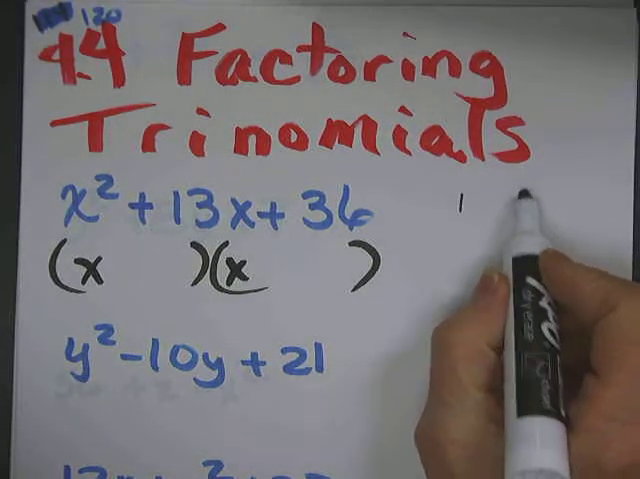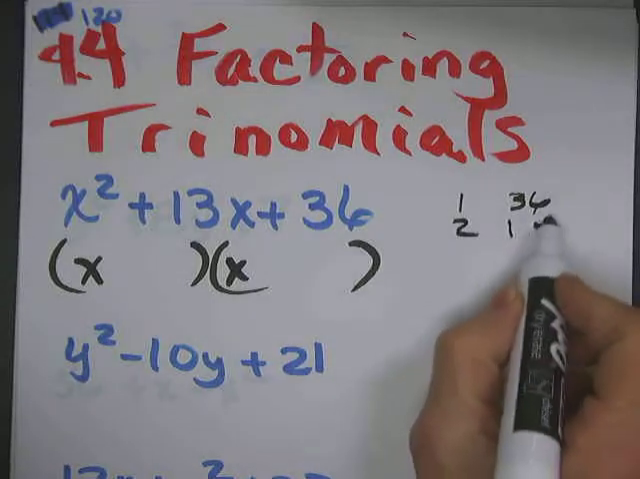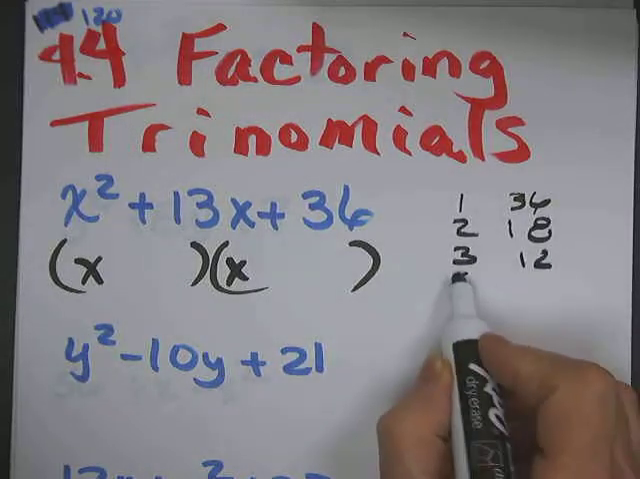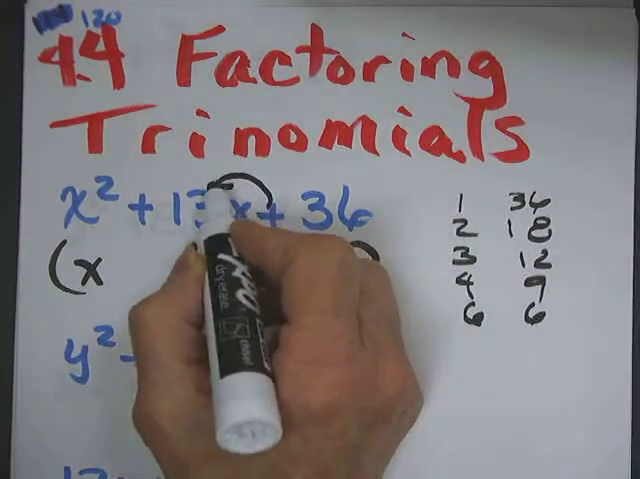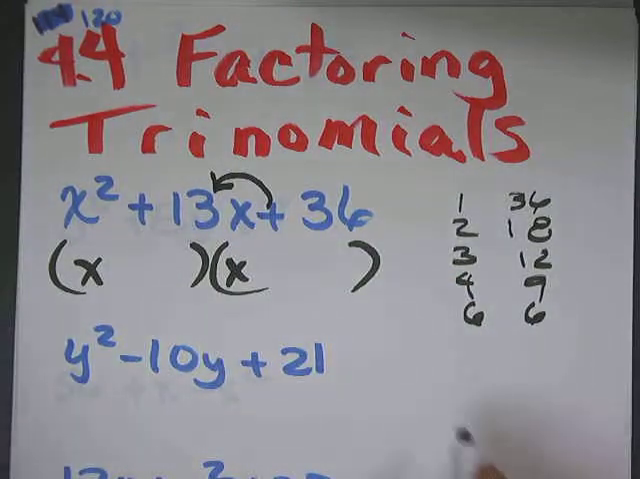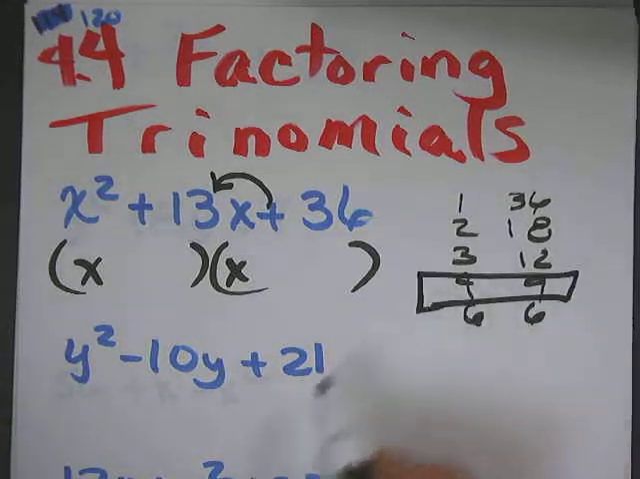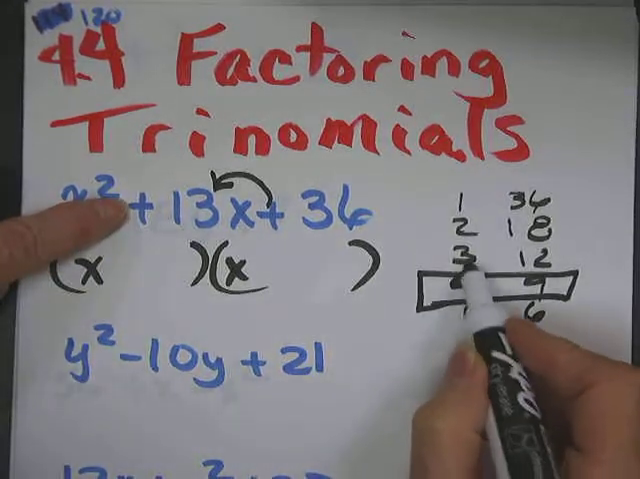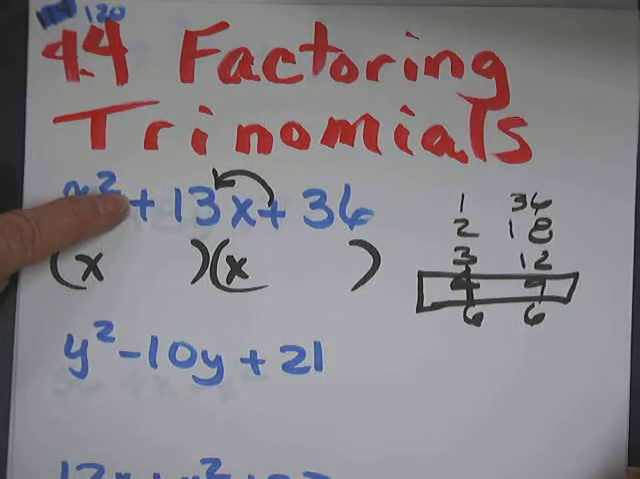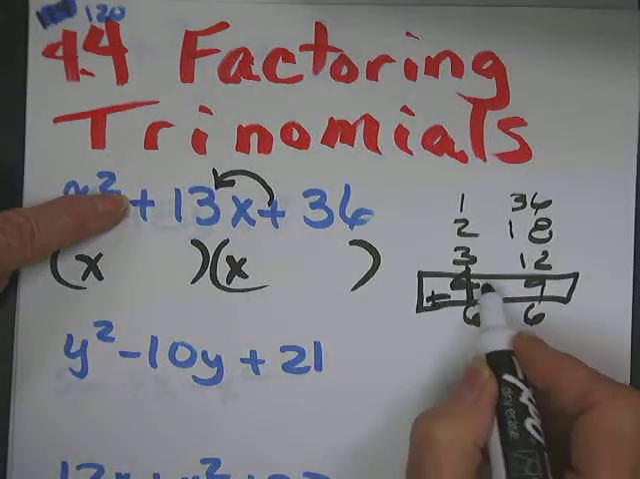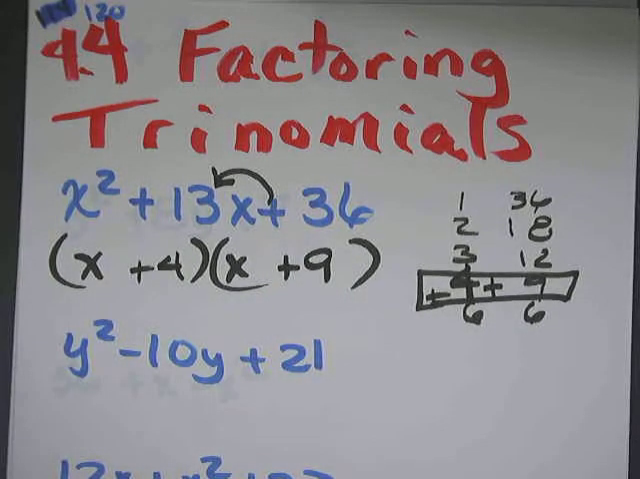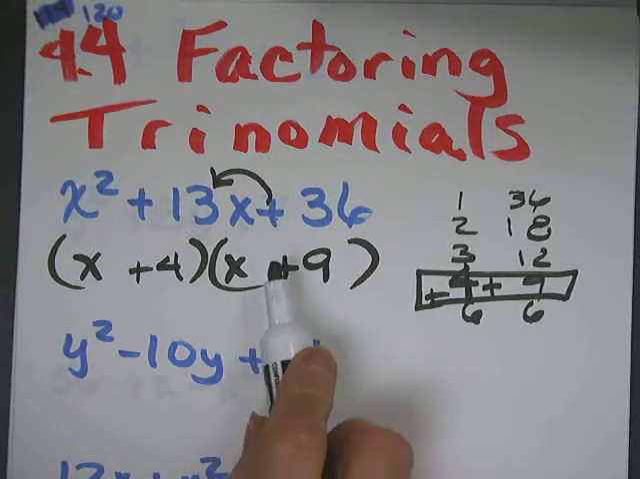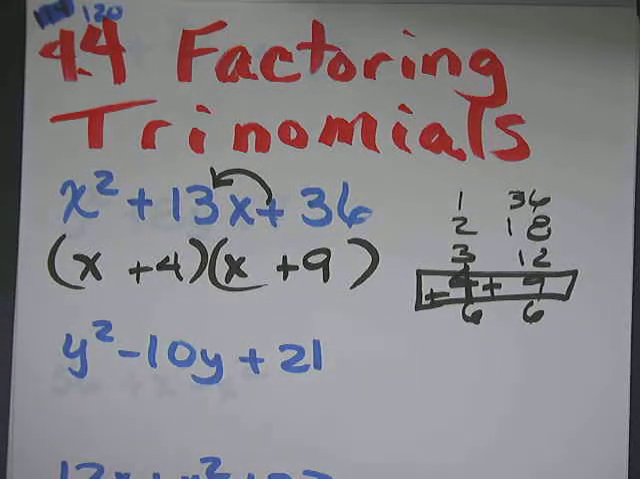36. There's a few ways to get 36: 1 times 36, 2 times 18, 3 times 12, 4 times 9, 6 times 6. The ones that add up to 13 are 4 and 9. How are we going to get positive 13? They're both positive, so it'd be plus 4 plus 9. When it's a positive here, they're going to be the same. They could both be negative or both be positive.